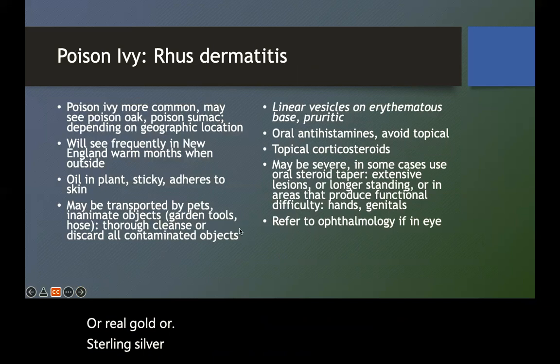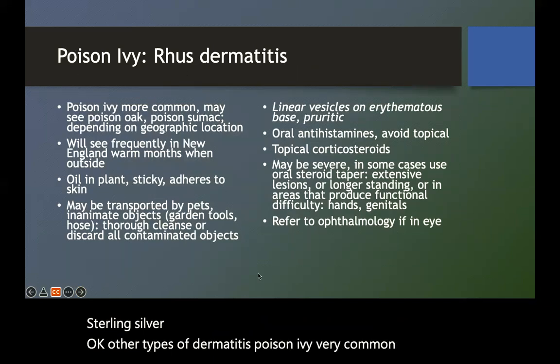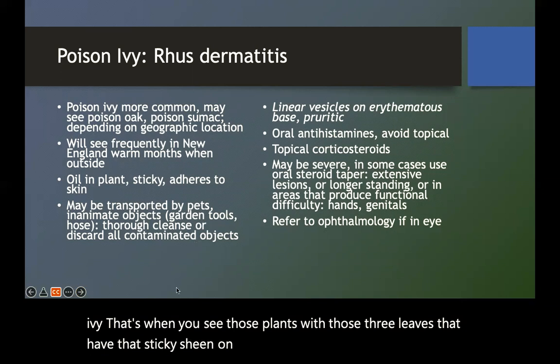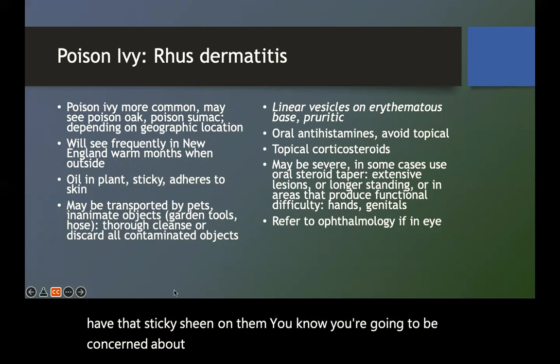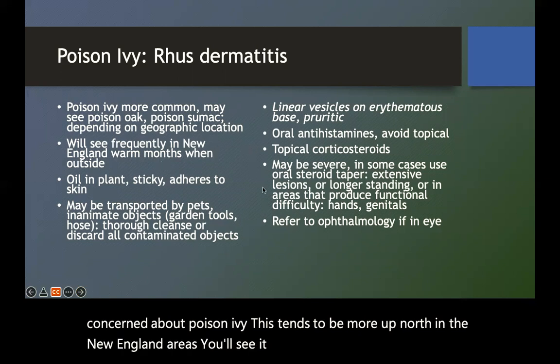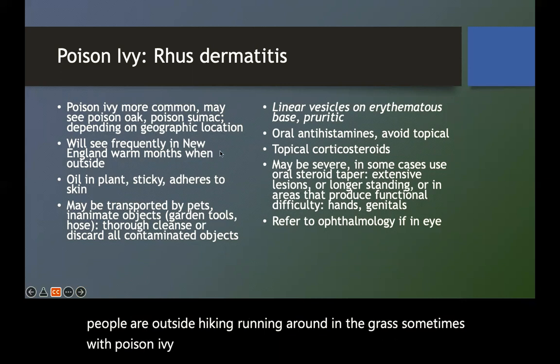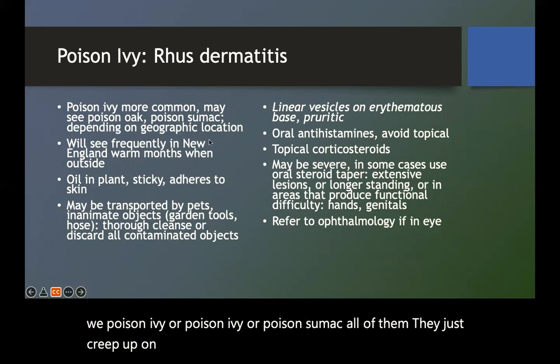Okay, other types of dermatitis. Poison ivy, very common. One, two, three, poison ivy. That's when you see those plants with those three leaves that have that sticky sheen on them. You know you're going to be concerned about poison ivy. This tends to be more up north in the New England areas. You'll see it more in the warm months when people are outside hiking, running around in the grass. Sometimes poison ivy or poison sumac, they just creep up on you. A lot of people don't know how to differentiate them.